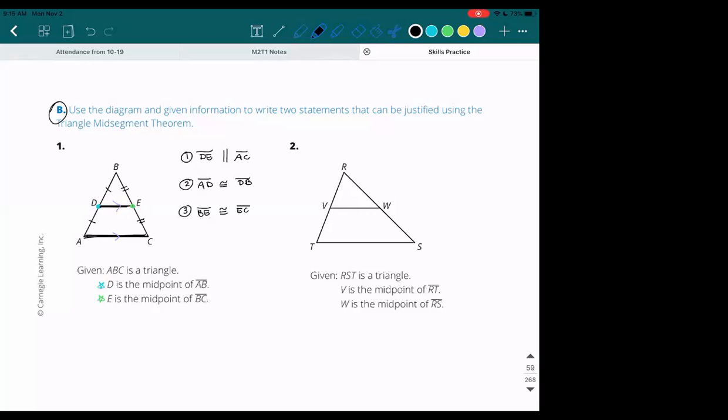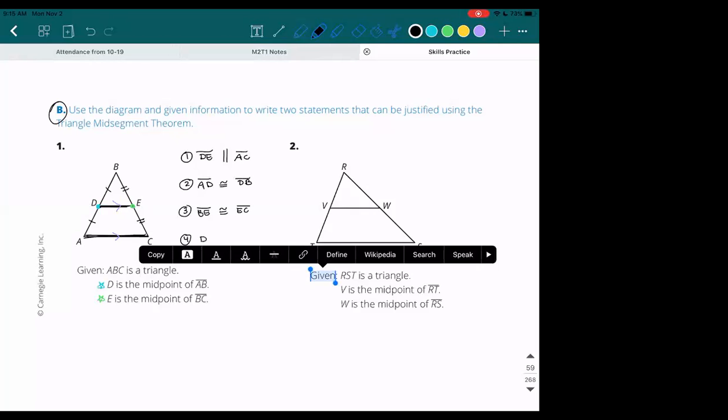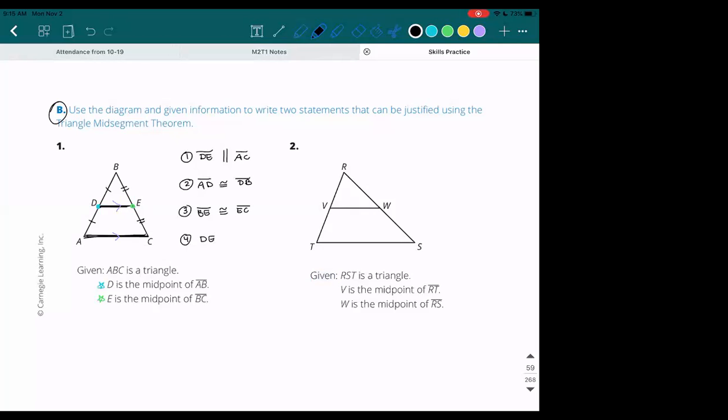And then the last thing that you can write is that DE is equal to 1/2 of AC. So just to recap, DE is this one. This one is 1/2 the measure of AC, which is this bottom side. So we're going to write those statements.